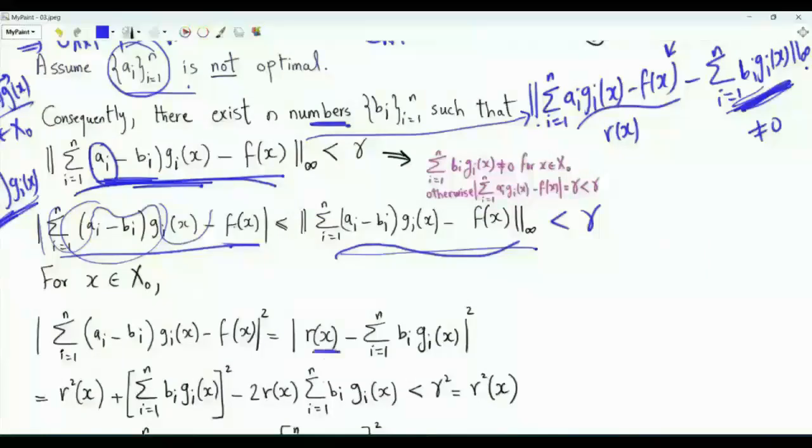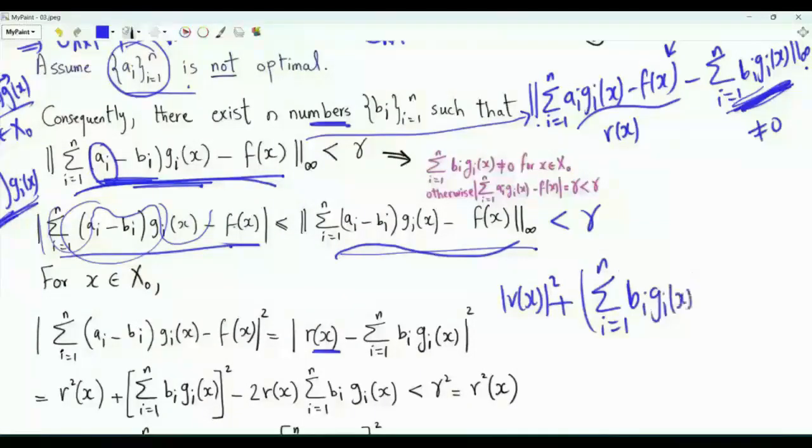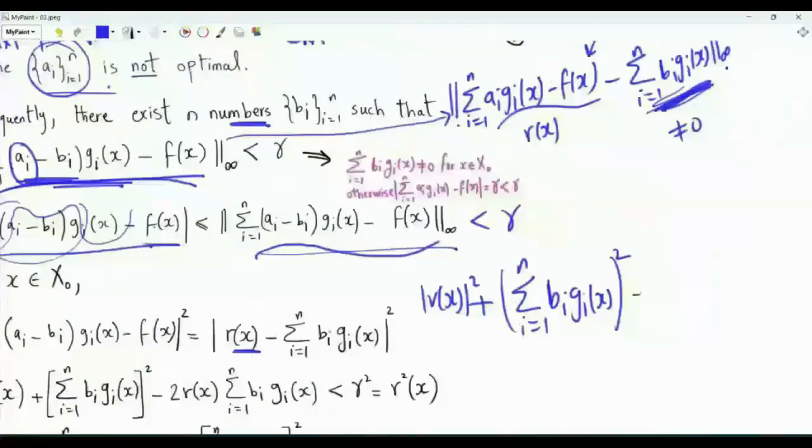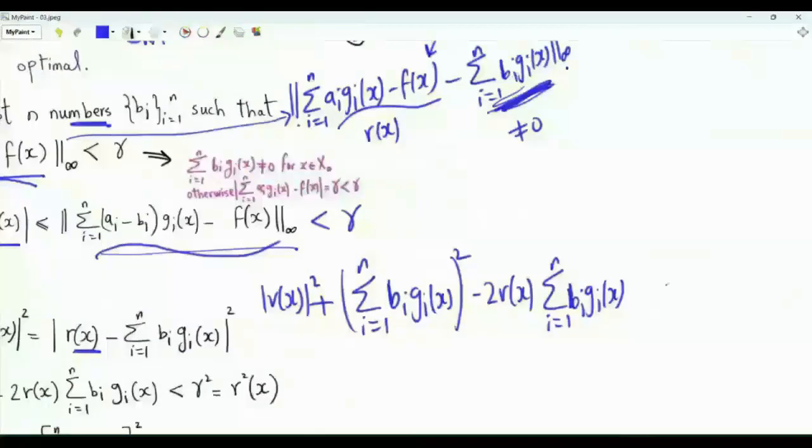Summation ai gi of x minus f of x, that's the residual with the a coefficients. And when we square, we will get r of x squared. And then we will get the square of this summation here, summation i from 1 to n, bi gi of x. And then we have a cross term, minus 2 r of x, summation i from 1 to n, bi gi of x. This magnitude squared is strictly less than gamma squared.